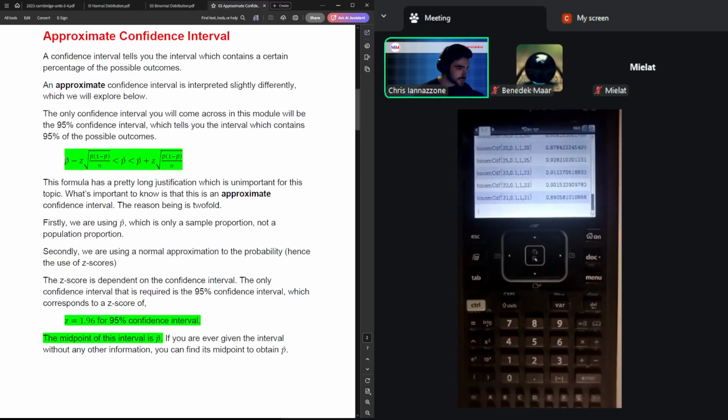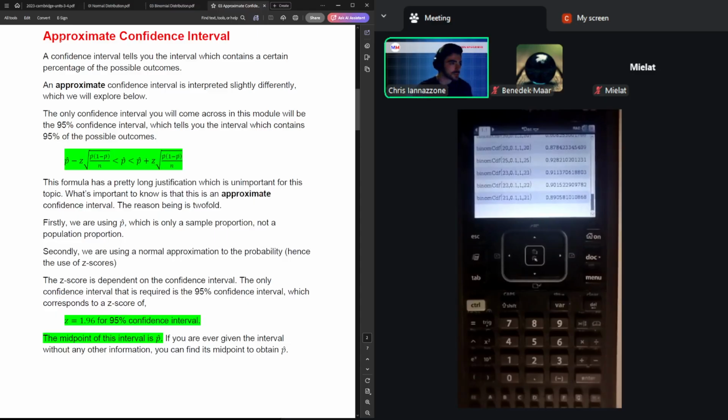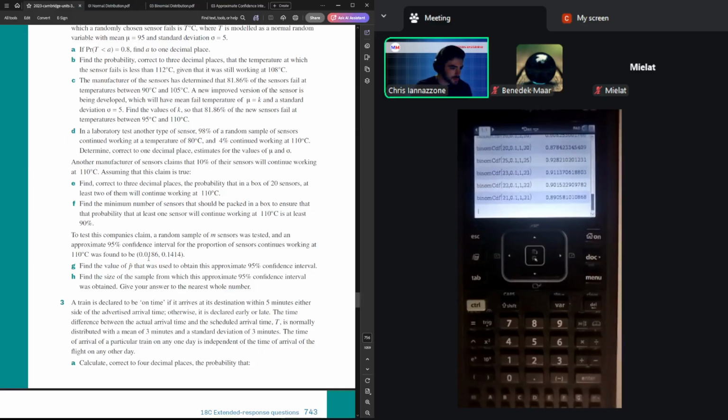Before I go straight to the answer, that's what the confidence interval looks like. It's p hat minus a certain number of standard deviations, p hat plus a certain number of standard deviations. We're trying to get the p hat. So assuming that it's p hat minus, p hat plus, we want just p hat.